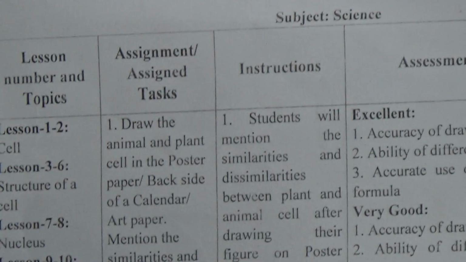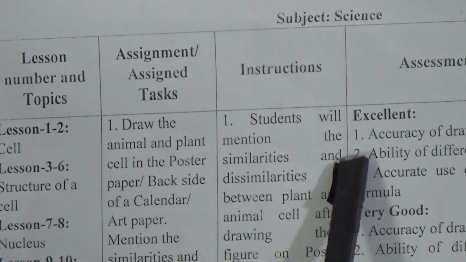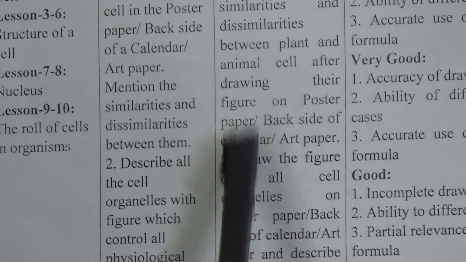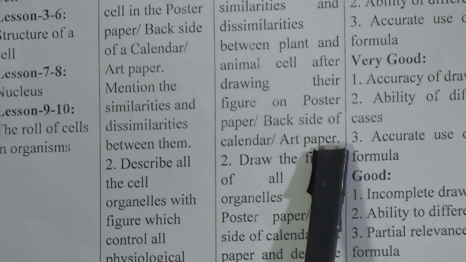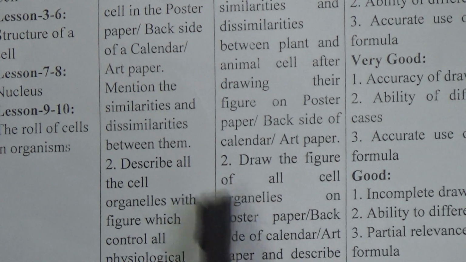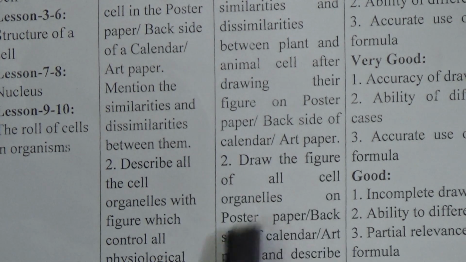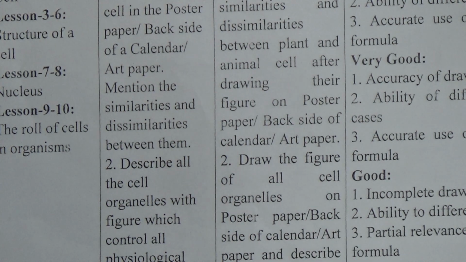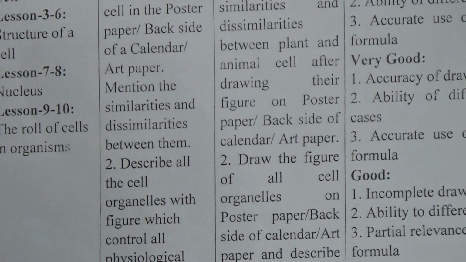Now the instructions for you. Number 1, students will mention the similarities and dissimilarities between the plant and animal cell after drawing their figure on poster paper, the back side of the calendar, or art paper. Number 2, draw the figure of all cell organelles on poster paper or the back side of the calendar or art paper and describe their structure.